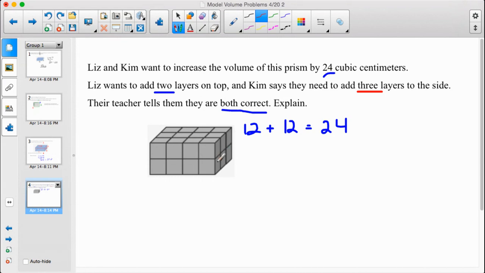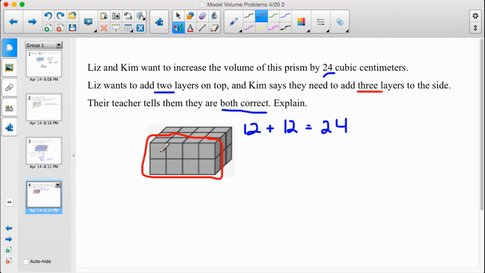And then I'm going to look at my sides. I have two different sides. This side is 1, 2, 3, 4, 5, 6. If I added 3 groups of 6, I know that 3 times 6 is 18. That's not 24.